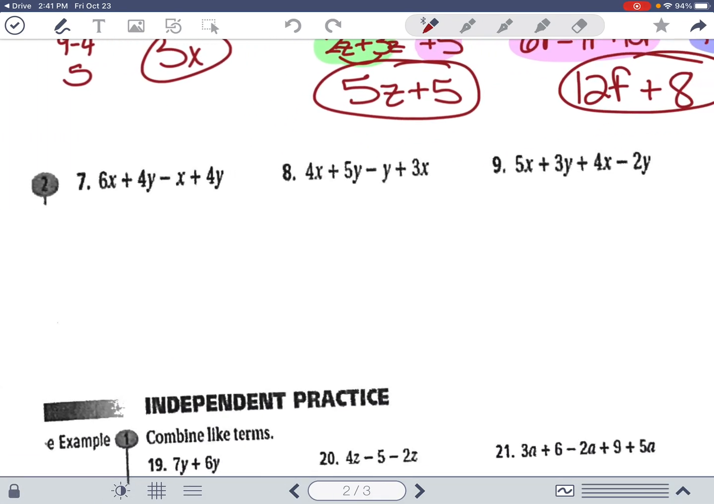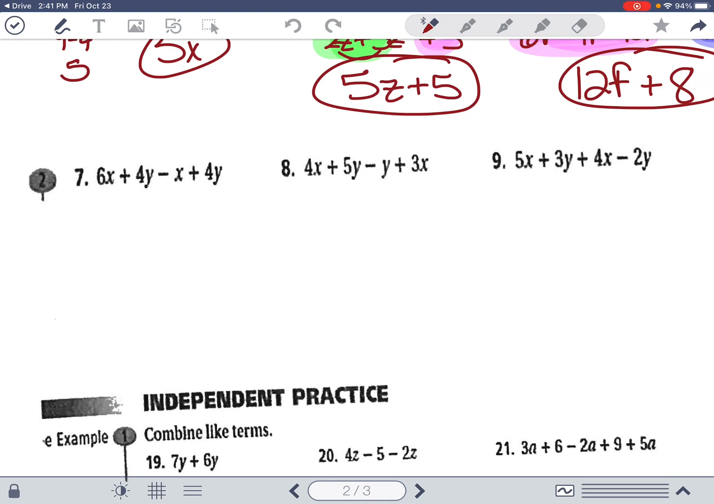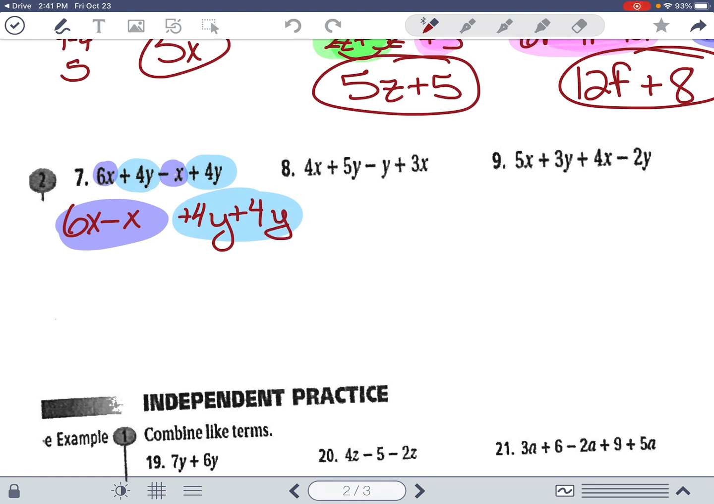Number 7, 6x. I'm looking for any other x terms. Here's one. I don't see any other x terms. So my purple bubble, and I'll pick a different color. Plus 4y is my next term. Go across, another plus 4y. So those are the only two terms in this expression. 6x, take away x, and then a positive 4y, plus another 4y. 6x, take away 1x, there's my invisible 1, leaves me 5 x's. Plus 4y plus 4y is plus 8y.